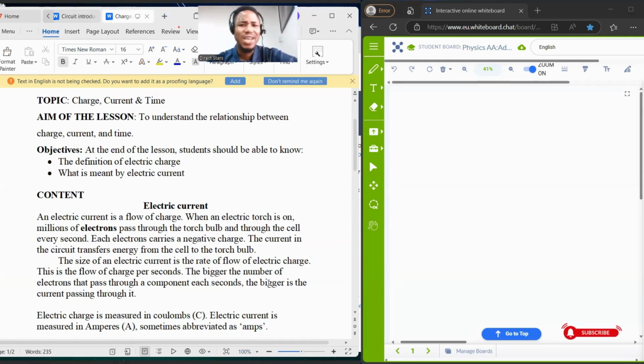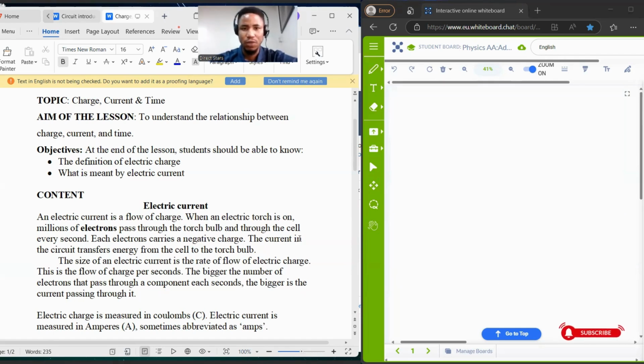The size of electric current is the rate of flow of electric charge. So this is the flow of charge per second. Current is the flow of charge per second. The bigger the number of electrons that pass through a component each second, the bigger the current passing through it. So what does that mean?